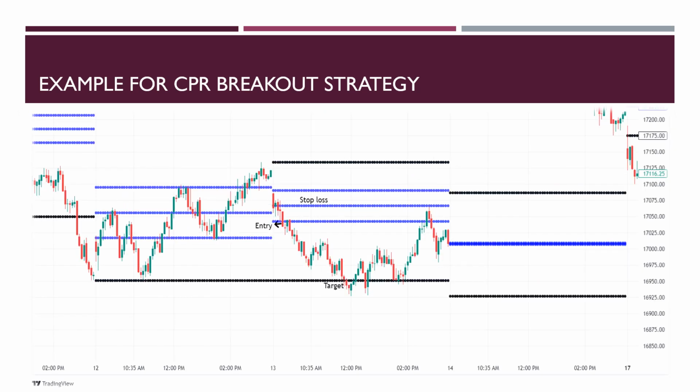Here the fifth candle broke bottom CPR, so we can take a short entry here, keeping stop loss above central pivot and target at previous day low.